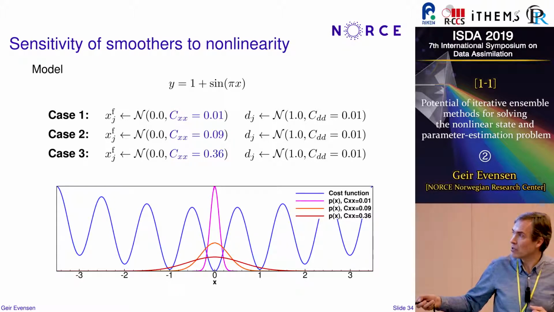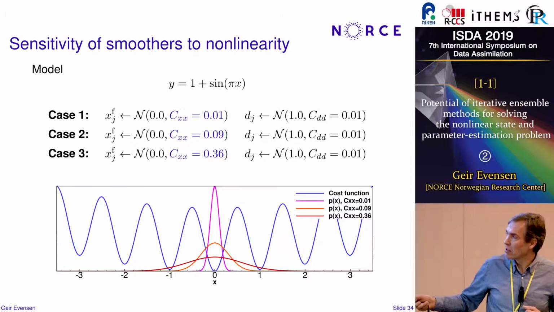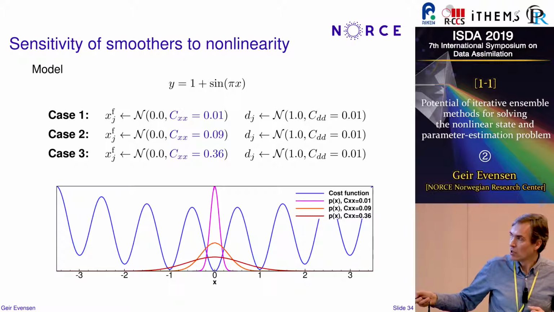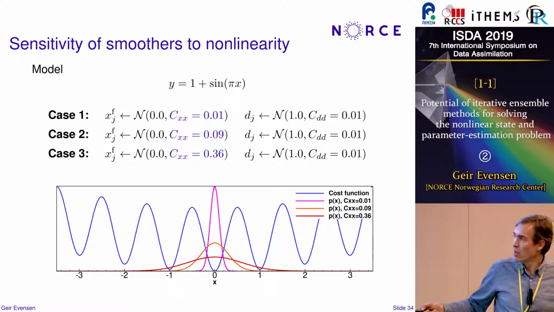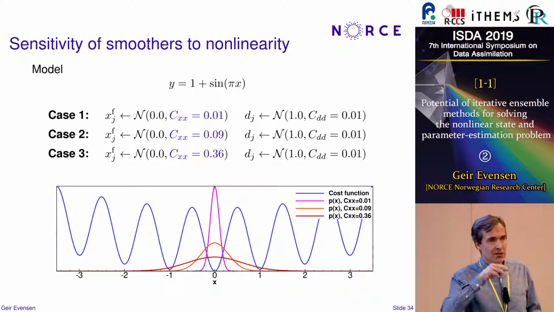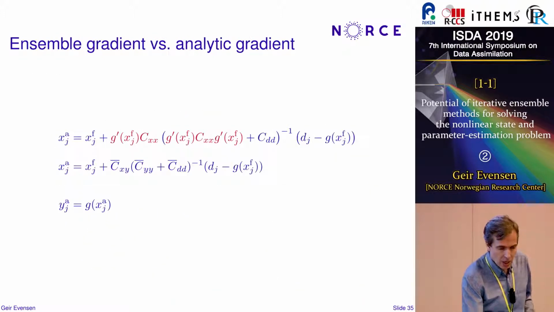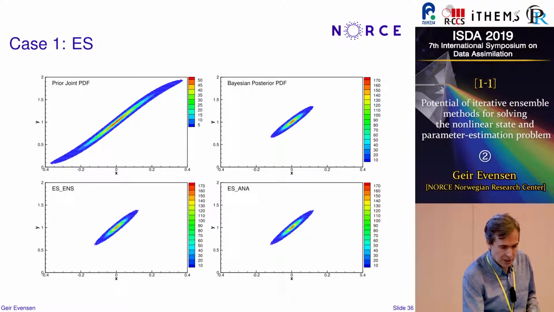So I created 3 cases with different priors. You have a narrow one where all the prior realizations are contained in the central mode. There is a second prior, which has realizations in the second modes as well, and then a wide one, which actually has realizations in 5 modes. I wanted to see what the different methods are doing in the different cases and what the impact of introducing these ensemble gradients is. So I have both the analytic and the ensemble gradients.